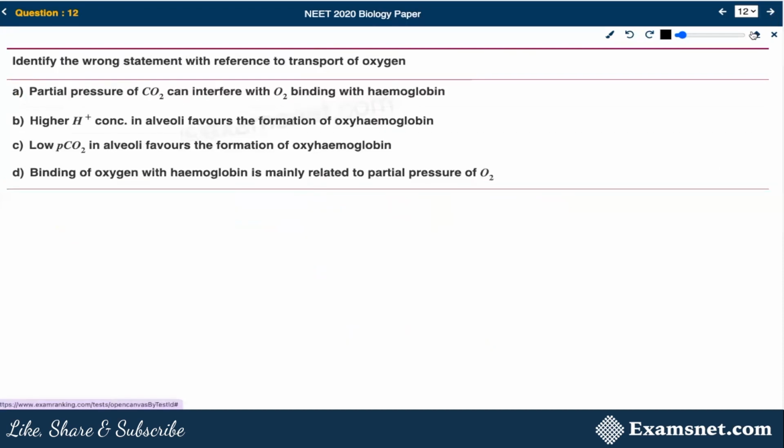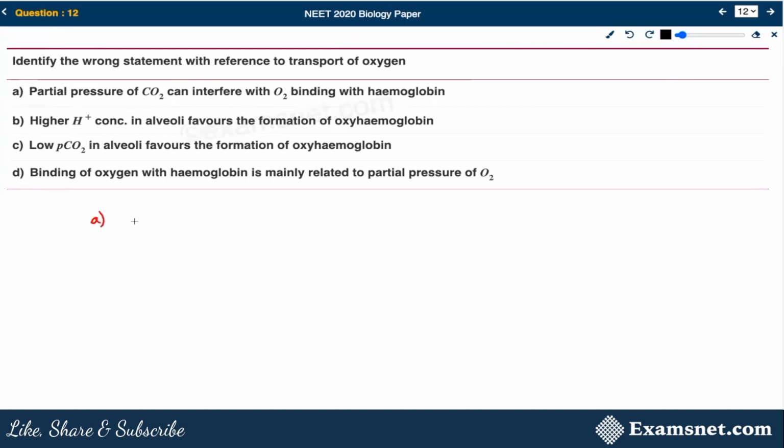Now, the next question says to identify the wrong statement with reference to the transportation of oxygen. This is a question from your respiration chapter. So the first statement says that the partial pressure of carbon dioxide can interfere with oxygen binding with hemoglobin.